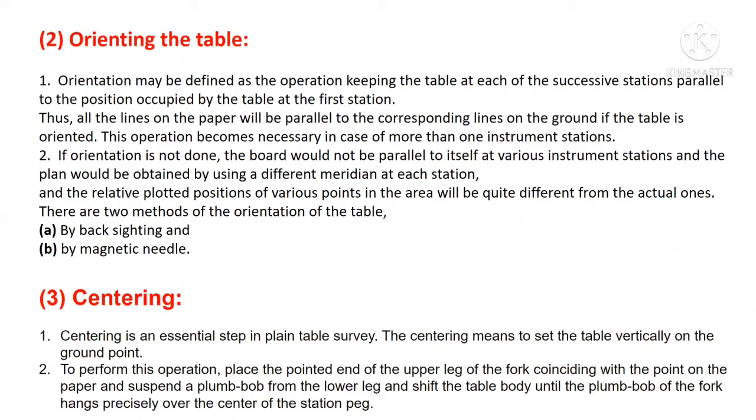So on paper, to mark the center position, you do this centering process. Centering means to set the table vertically over the ground point. To perform this operation, place the pointed end of the upper leg of the fork coinciding with the point on the paper and suspend the plumb bob from the lower leg, and shift the table body until the plumb bob of the fork hangs precisely over the center of the station peg. So this is also one of the important steps.